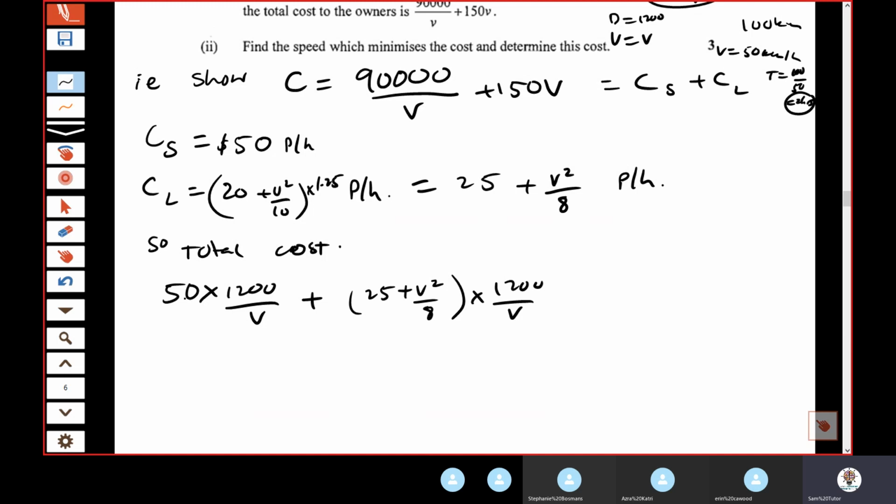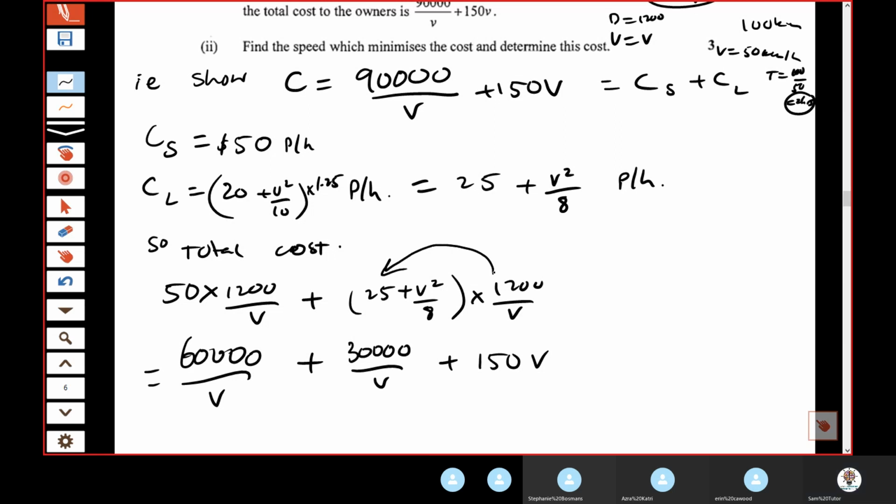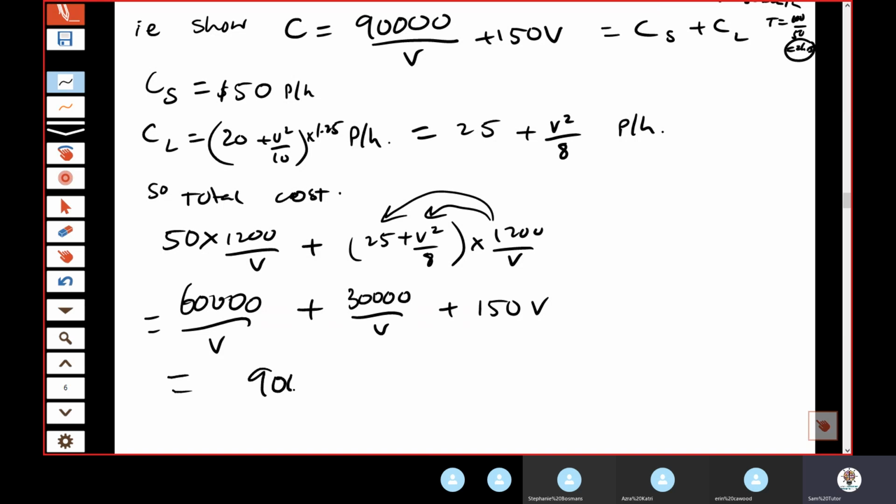So let's see. 50 times 1200 is 60,000. I did tell you this is the hardest one. I won't lie to you. Plus, this one here should give me, I'm just going to assume it's 30,000 on V plus, and then I'm going to assume these two will cancel out to give me 150 V. V and V squared, you guys can probably see them two would cancel out. So all I've done here is expand a bracket. And you're done.